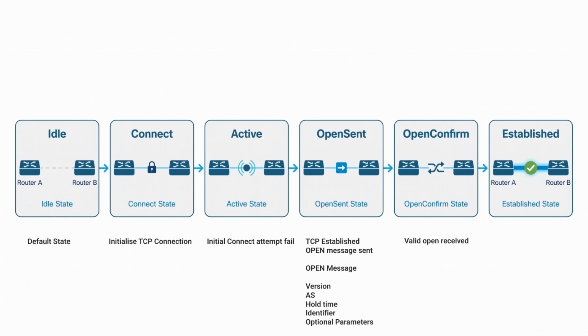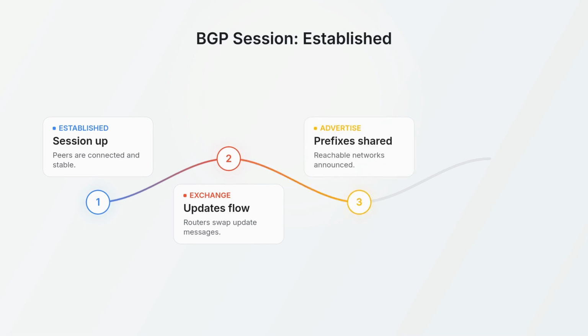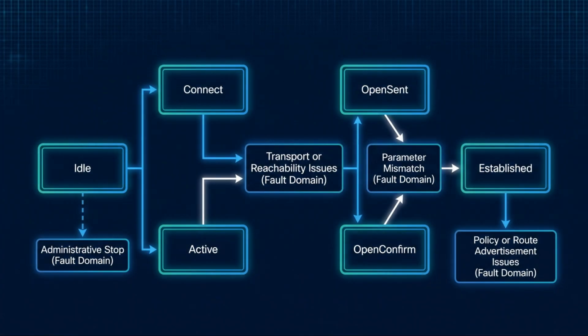If TCP is up and an open is sent, the session enters open sent, waiting for the other side's open to verify values. After a valid open, the routers move to open confirm, expecting keepalive messages to keep the session up. Established is the goal. The session is up, updates can be exchanged, and the routers can now advertise prefixes and apply policy. Each state also hints at the likely fault domain.